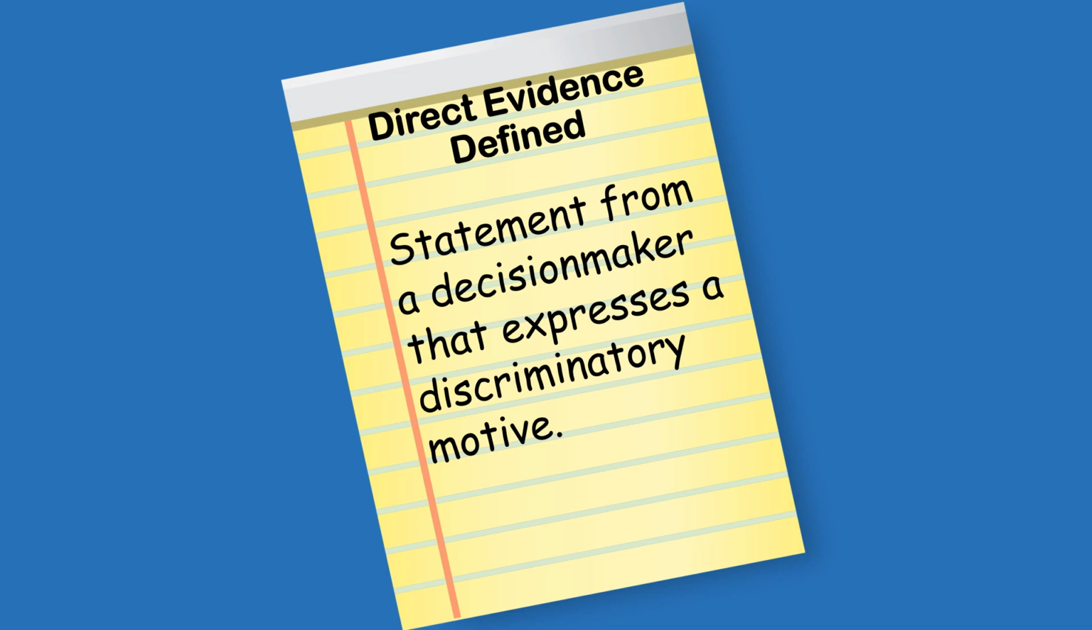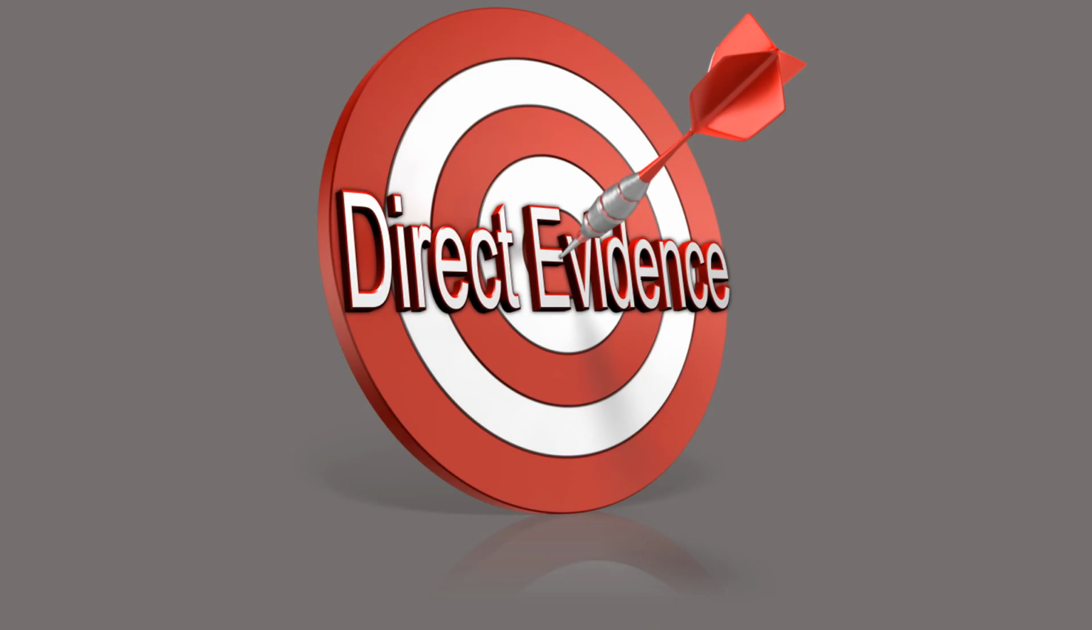Now, let's look at the two types of evidence. You have your direct evidence, which is a statement from a decision maker or the employer that expresses a discriminatory motive. Now, of course, direct evidence is easy. It's the kind of evidence that's on its face. The employer is not shy about making it clear that he doesn't like women, or the employer discriminated against the employee because they're black or they're white. That is direct evidence as we defined it earlier.